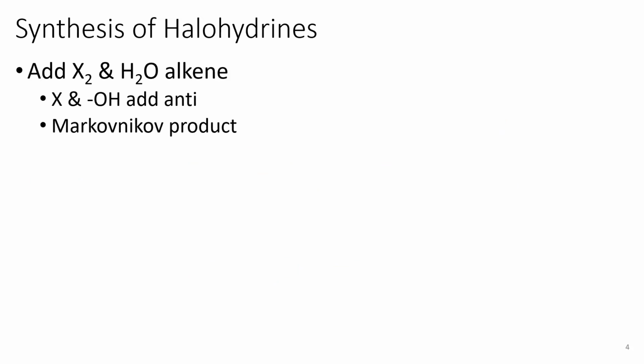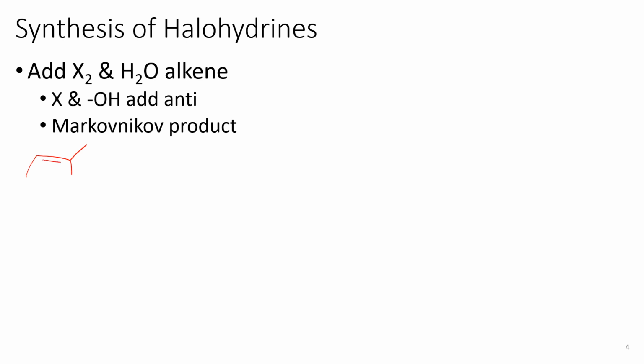We can also produce halohydrins. So the halohydrin has both the alcohol unit and the halogen on adjacent carbon atoms. So with this, we're going to be adding the halogen and water to the alkene. So the X and the OH are what's going to be anti to each other. We are going to end up producing the Markovnikov product here, which means the nucleophile, that second nucleophile that comes in, which for us will be the water, is going to come in and attack the more substituted product.